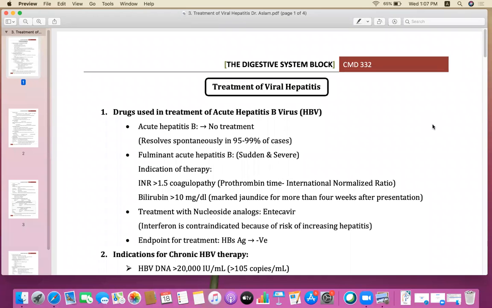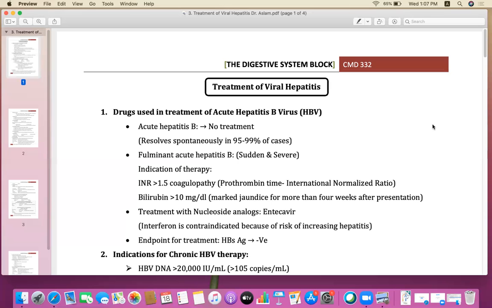Therapeutics of viral hepatitis and hepatic encephalopathy. Before going to the actual cases, I will revise the drugs which are used in the management of viral hepatitis and encephalopathy. Encephalopathy I already discussed in the lecture, but I have to revise the viral hepatitis.